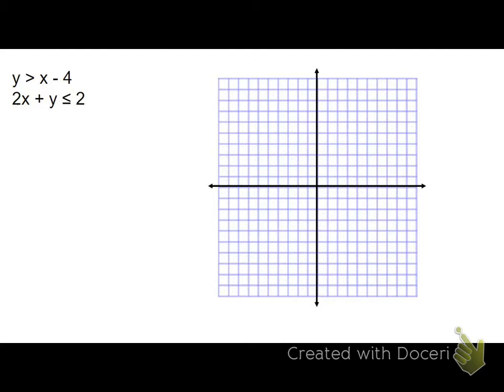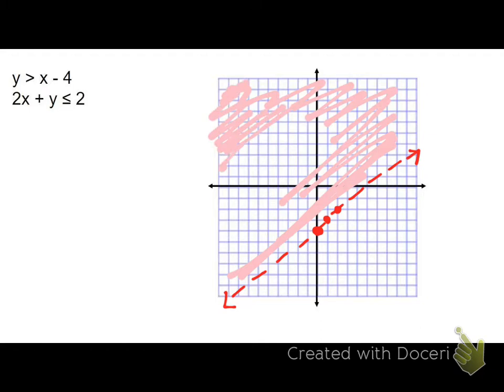Let's graph it. So down 4. 1 over 1. What kind of line do you have? Okay. Where am I going to shade? Above or below? Above. Okay.